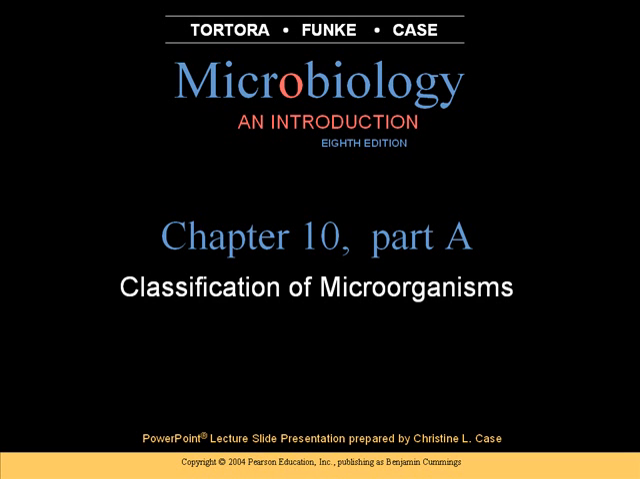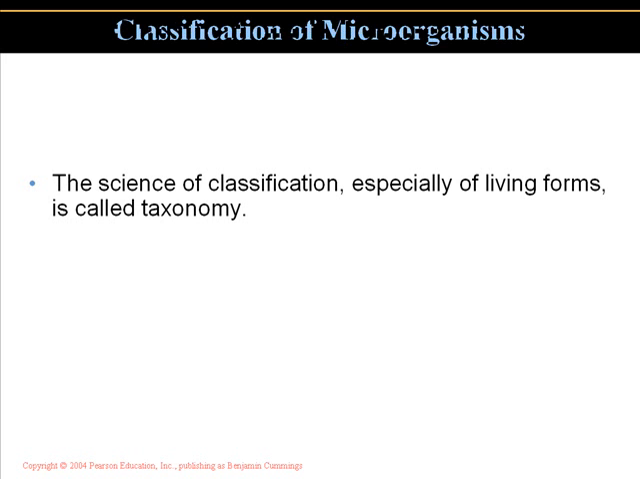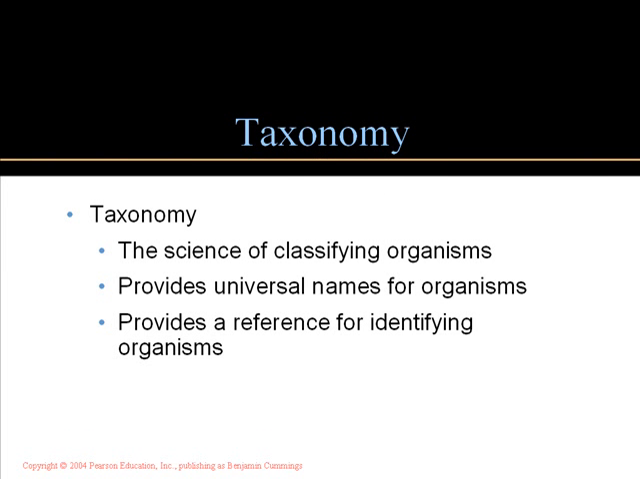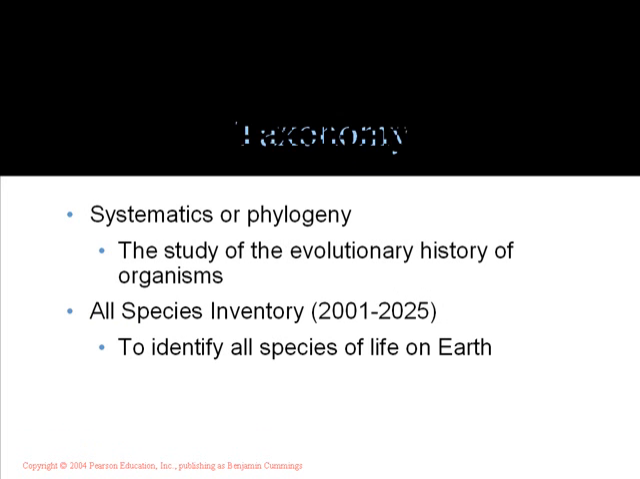So we talked about recombinant technology last week. We'll talk about microorganisms and the classifications of microorganisms today. The science of classification of microorganisms is referred to as taxonomy. You need to be familiar with this definition. It basically looks at the science of classifying organisms, provides a universal name for organisms, and also a reference for identifying particular organisms as well.